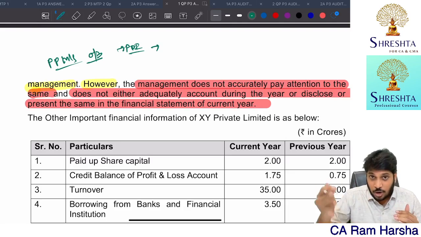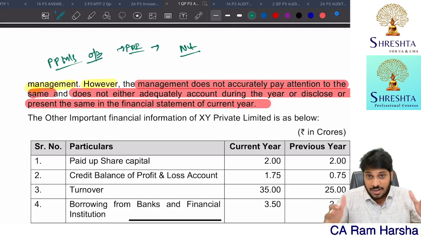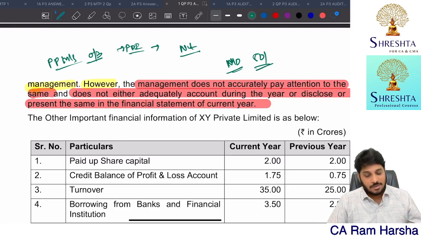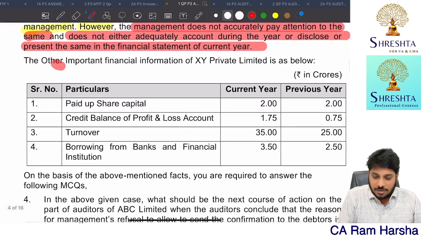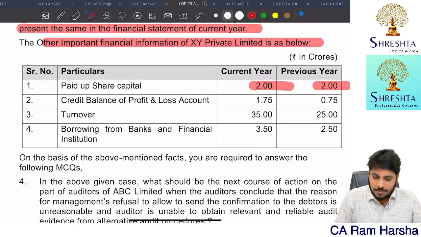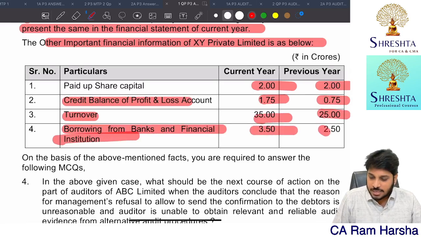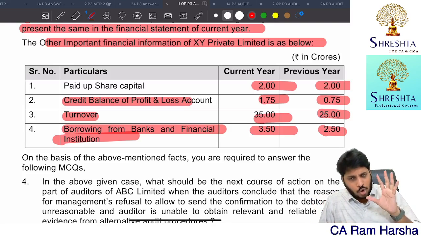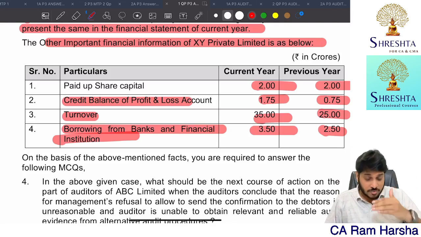When this auditor informed XY Private Limited regarding this, the company did not pay any attention, which means they did not modify the financial statements to rectify the material misstatement. So in the current audit, this new auditor, JDMR & Co., should give a modified opinion as per 501. That's it. The other important financial information of XY Private Limited: okay, so for XY, they have given some information. Paid up capital, credit balance in P&L account, turnover, borrowings from banks and FI. They just gave the numbers. We'll see below. Don't interpret any numbers right now. Based on the questions, let's discuss.